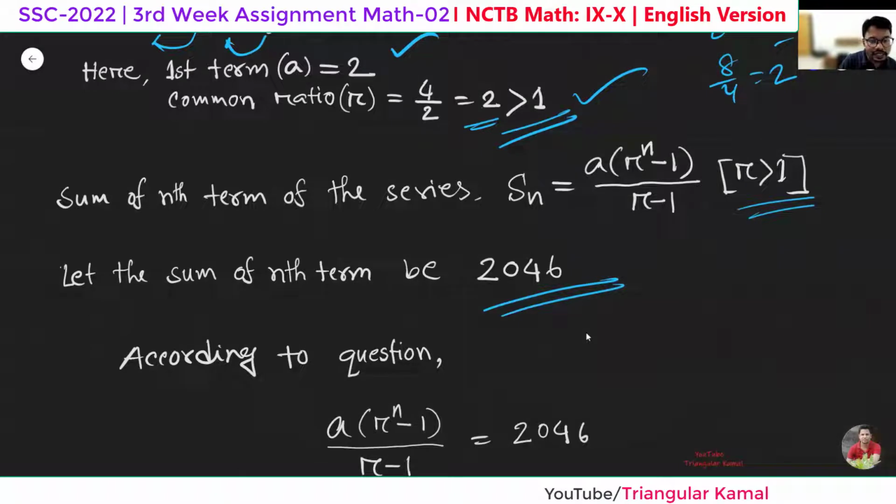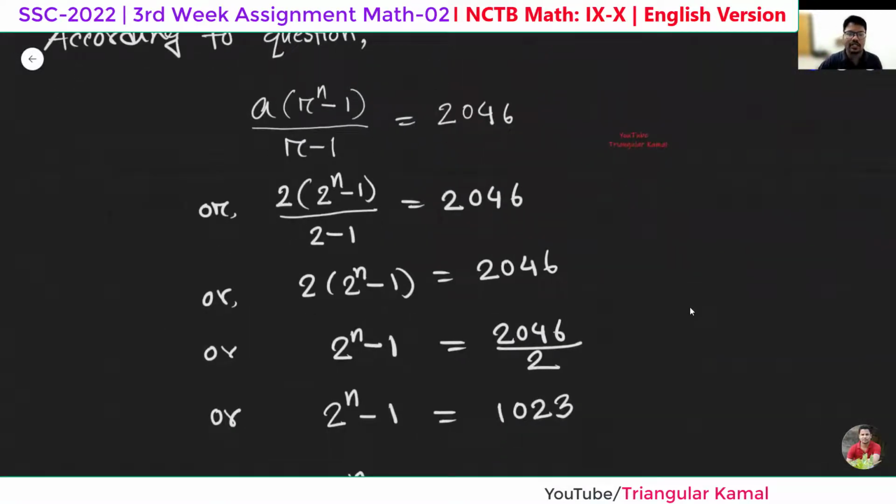So let the sum of the nth terms be 2046. According to the question, both are the result of the sum and they are the same. So we can write here that the sum will be a (r to the power n minus 1) divided by (r minus 1) equals 2046.